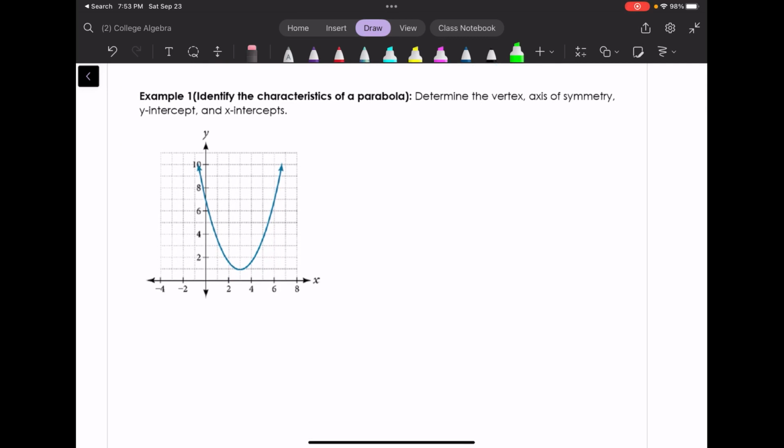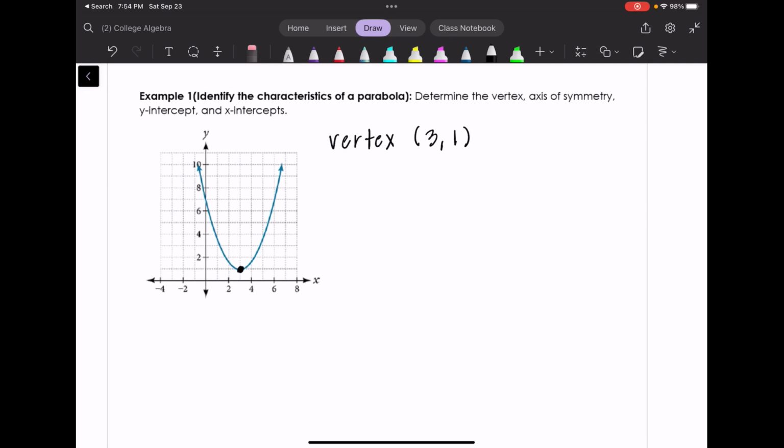So number one, given a graph, let's identify those key features on the graph. And so first up, we'll determine the vertex. And so the vertex is going to be located right here at this minimum of the graph. And the vertex is given as a coordinate. And so this will be 3, 1.